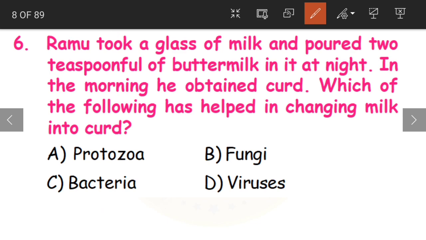So, every day at our homes, mother will do this process to get curd. What are the options: protozoa, fungi, bacteria, and viruses? So the answer is bacteria. This bacteria is going to help in changing milk into curd.